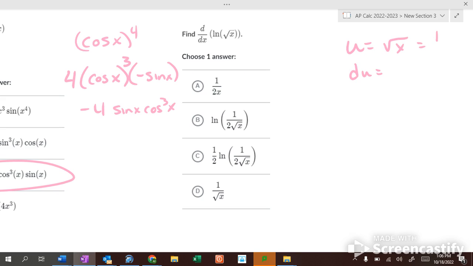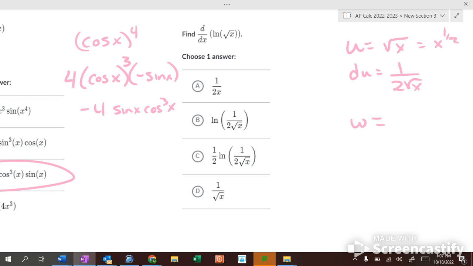Square root of x, remember, is x to the 1/2 power. So what is du? 1/2 square root of x. You'll know that soon enough. I mean, you'll start saying, well, if that's the square root of x, that's 1 over 2 square root of x. Okay? Try to get that into your brains, because that'll shorten up the length of it.